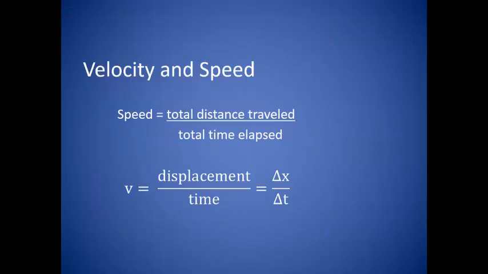So speed and velocity really are quite different. Speed is a scalar quantity and is found by taking the total distance traveled divided by the time it takes to travel. Velocity, on the other hand, is the displacement over time, and as such is a vector quantity that must include direction.